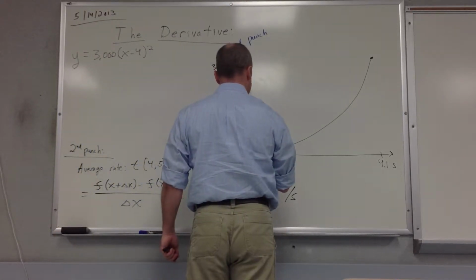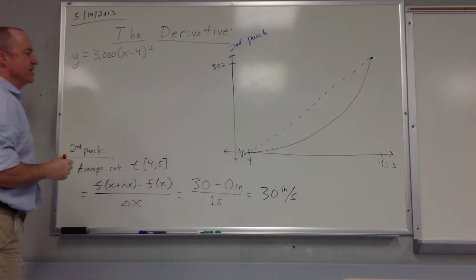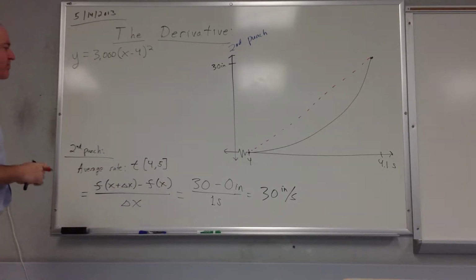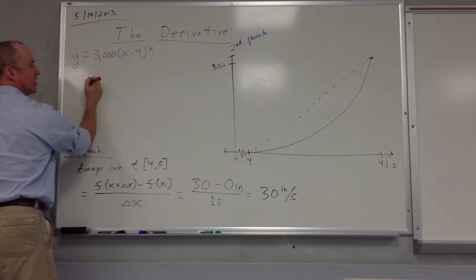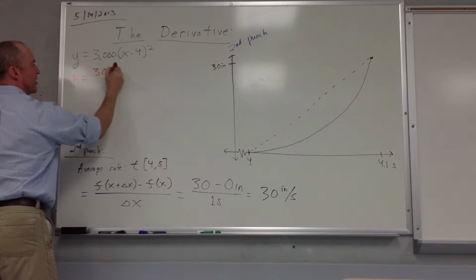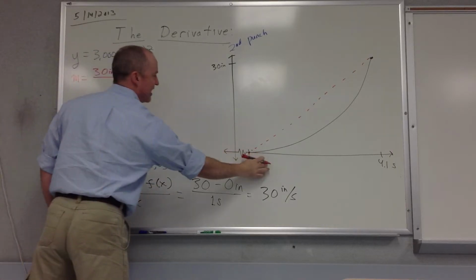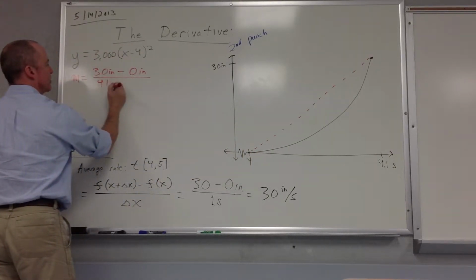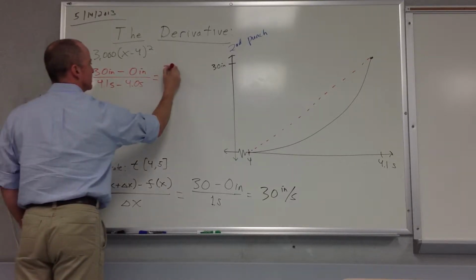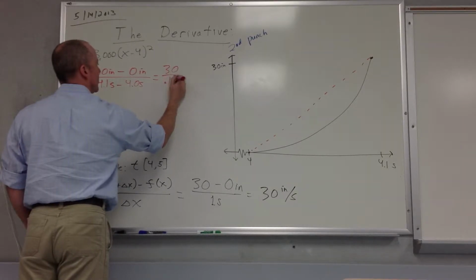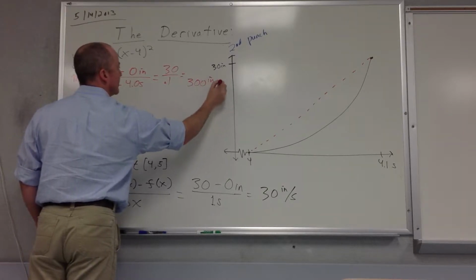Let's take a look at the slope of the secant line that cuts across this graph over that 1/10 of a second. So the slope of that line is going to be, once again, I wound up at 30 inches. I started at 0 inches, those are my y values. My x values are time. I was finished at 4.1 seconds. I started at 4.0 seconds. So I'm getting 30 divided by 0.1, which will equal 300 inches per second.